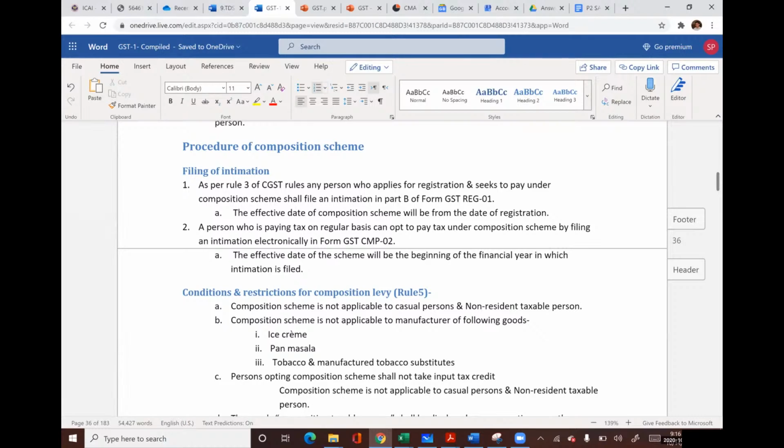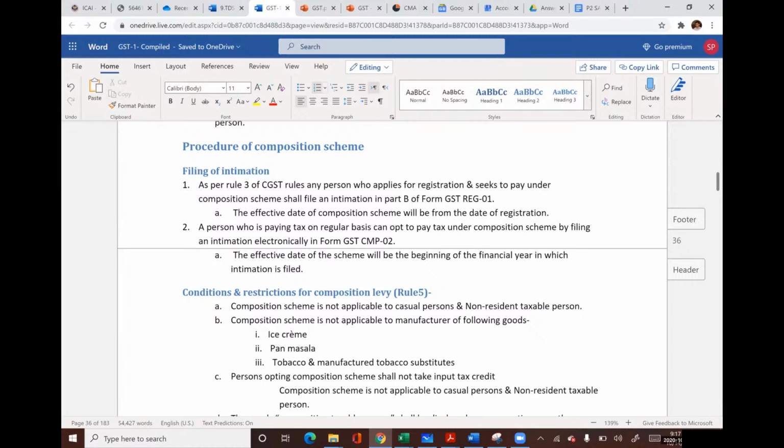Filing of intimation. As per Rule 3 of the CGST Rules, any person who applies for registration and seeks to pay under the composition scheme shall file an intimation in Part B of Form GST REG-01. She has to file what? Intimation. Right. The REG-01, Urmila will file one intimation. Sir, I am starting Urmila Jewelries and I would like to pay GST under the composition scheme. Go ahead.